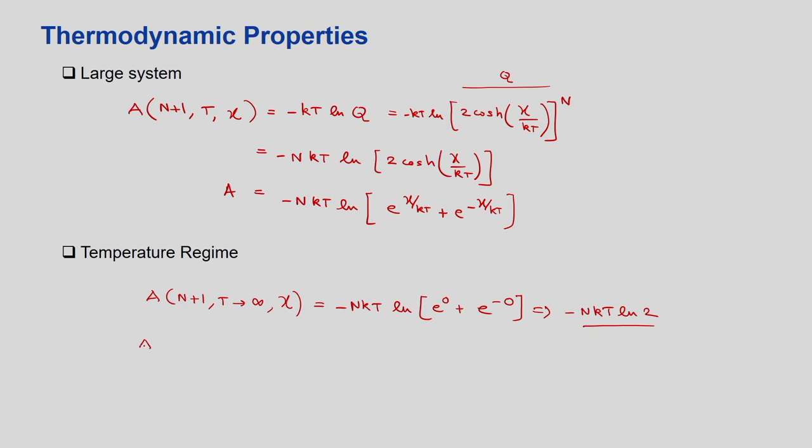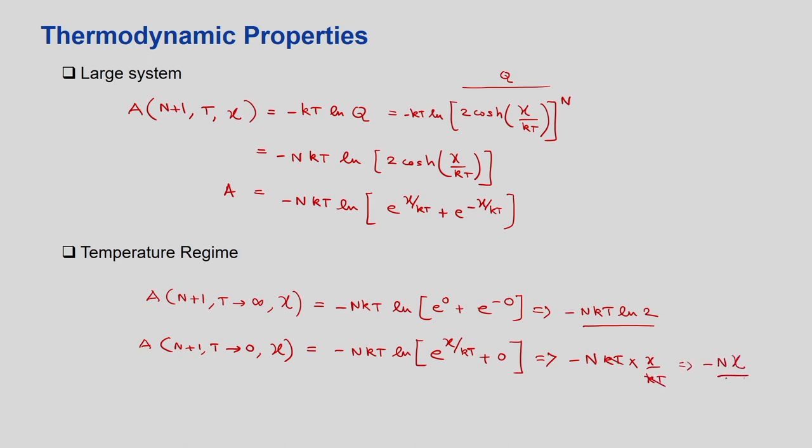So now let us write the other regime, n plus 1, when T approaches 0, then it will be minus n kT ln of this, which will be as it is, but this will be 0 when T approaches 0, because this will become 1 upon e to the infinity, which is equal to 0. So finally, what you get in this expression is simply minus N into this term. Because when ln is operated on an exponential term, it becomes this upon kT. So kT, kT cancels, what you have is only minus this. So these are the two extremes you get. One is T approaches infinity, another is T approaches 0.